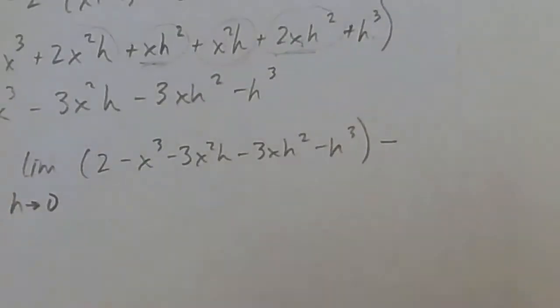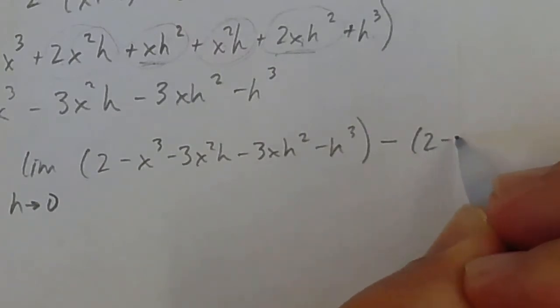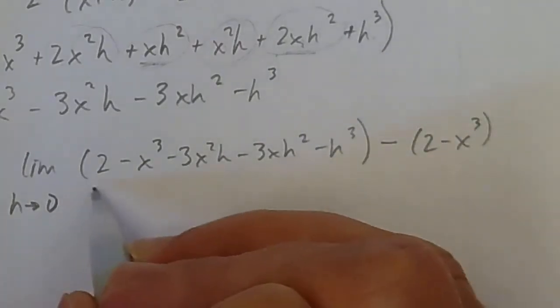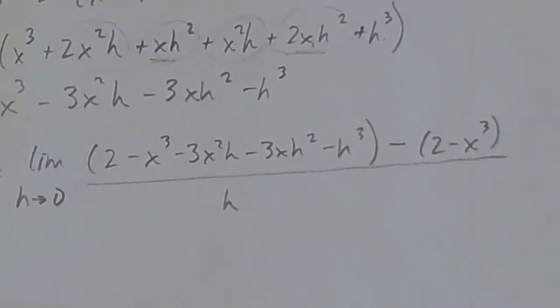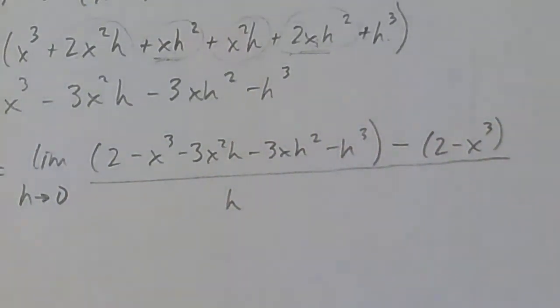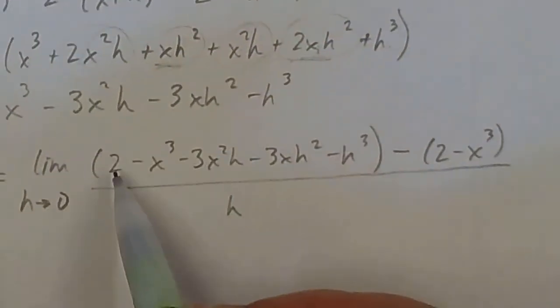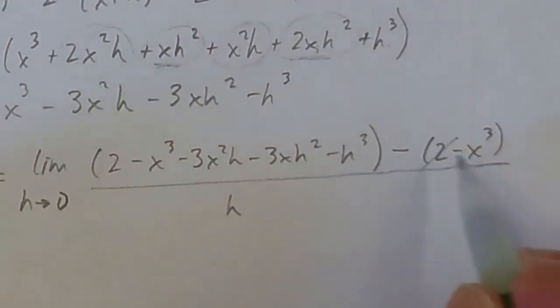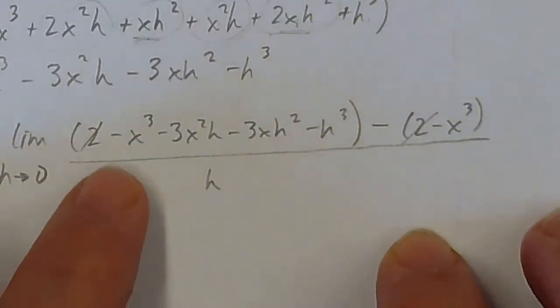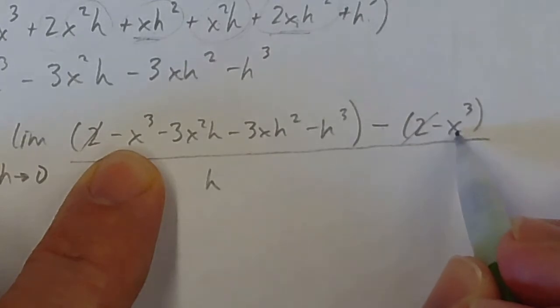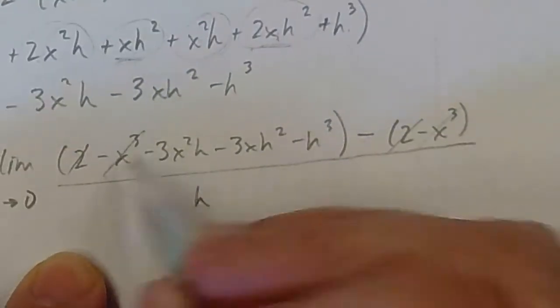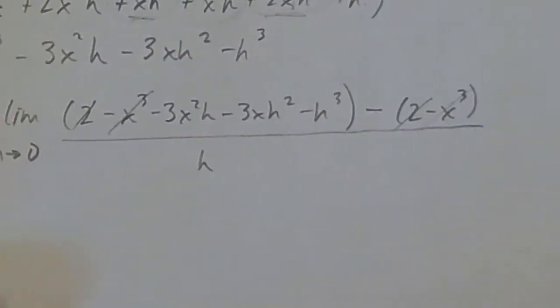Okay, minus f of x, which was just 2 minus x cubed, all over h. Okay, again, some things are going to start simplifying. So 2 minus this 2, gone. This negative x cubed, well, here I have a minus negative, which means it's plus, so those are going to be gone. And we're left with this now.